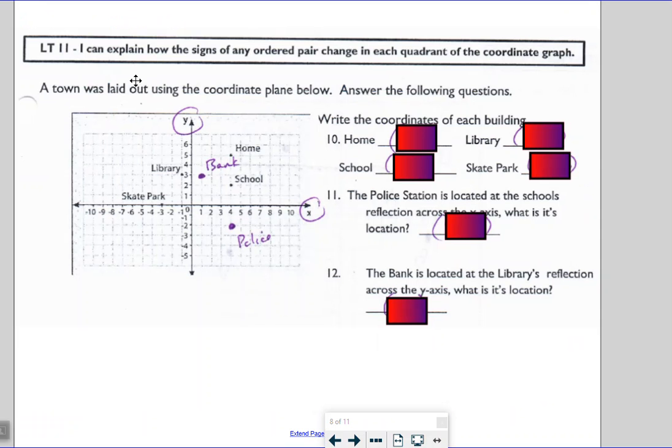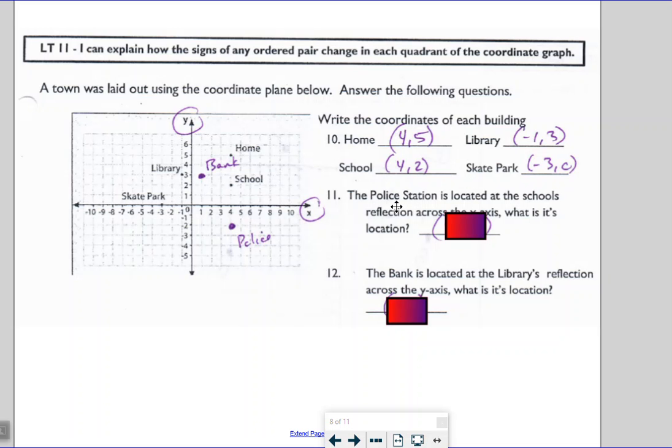Answer the following questions. You had to first figure out the coordinates for the home, the school, the library, and the state park. I'm sorry, the skate park. So check those coordinates to make sure you've got them right. But the home and the school were in quadrant 1, so they were all positive, 4, 5, and 4, 2. The library is over here in quadrant 2, so negative 1, 3. And the skate park was on the x-axis at negative 3, 0.